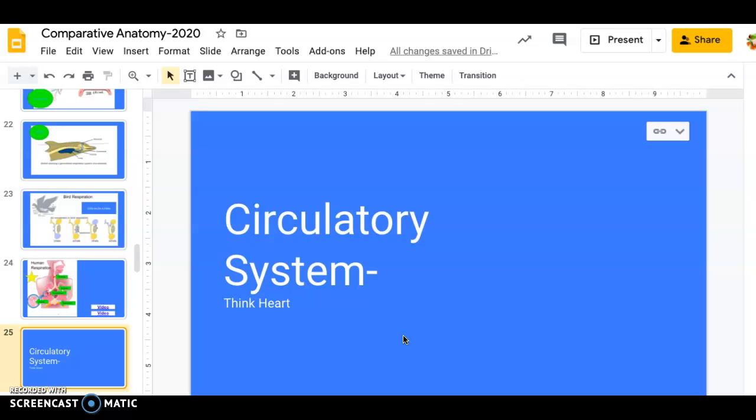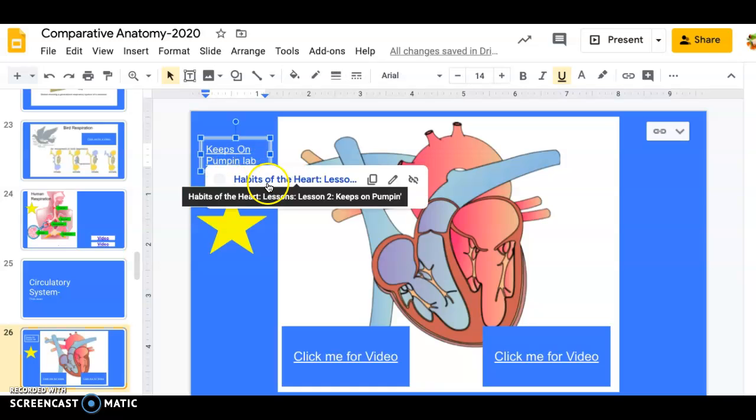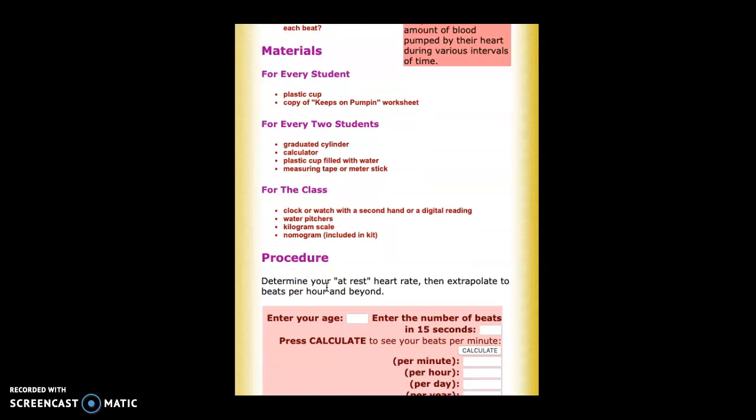So I'm going to try and go through this system pretty quickly for us, but there are some comparative things that we're going to do. So you are welcome to do this lab. In fact, I would love you to do this lab. It's called the Keeps on Pumping Lab. I'll give you a few days to do it. It's on slide 26 here. You can click on this thing and it brings you to this lesson and it talks about all these things.